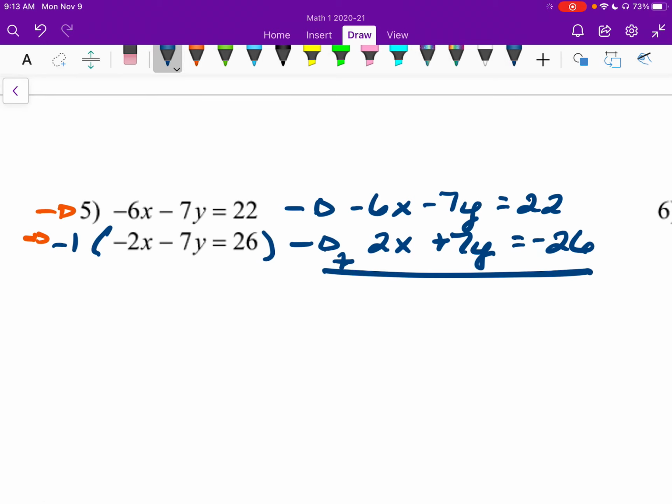So I add those together. That gives me negative 4x and then 0y, so I'm just going to leave that off, equals negative 4. So x is going to be positive 1.